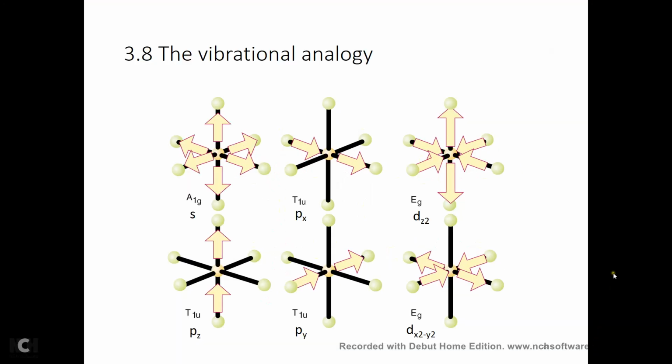Section 3.8, the vibrational analogy. So we're looking at SF6, sulfur hexafluoride, with an Oh point group. And then if we're looking at the vibrations of the 6 bonds, there are 6 of them. So this one is completely symmetrical.